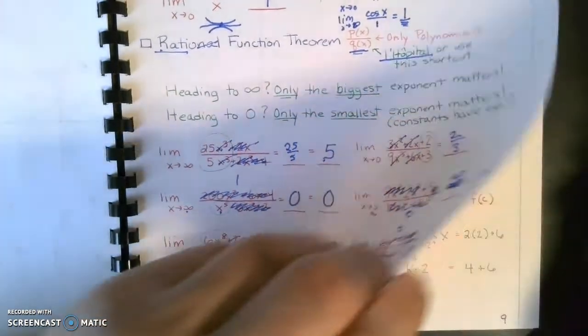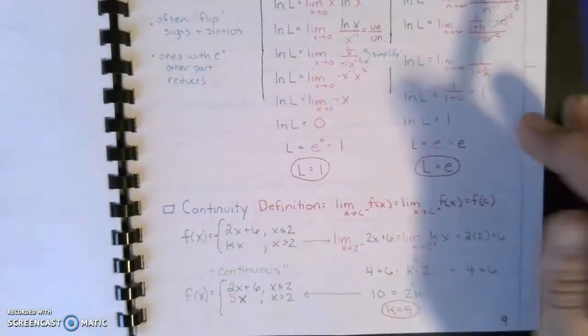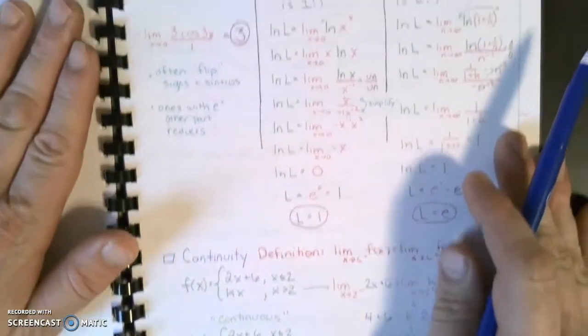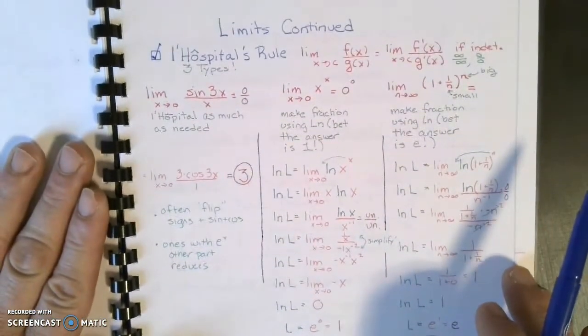If you don't like those tricks and rules, you don't have to use them, because we're going to have a rule that works for all those problems, known as L'Hopital's rule. There are 3 types of L'Hopital's rule problems. This is our last topic for today.